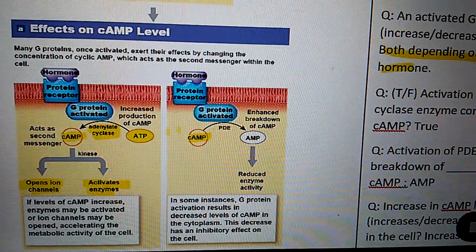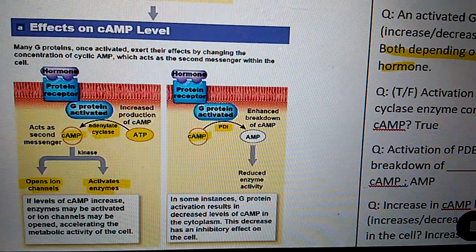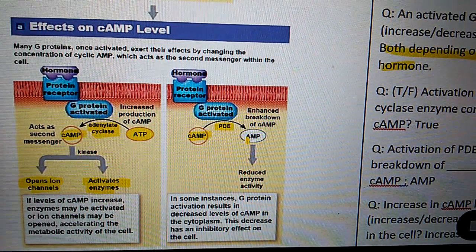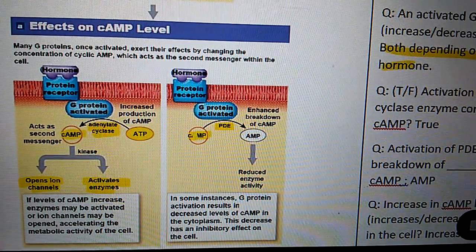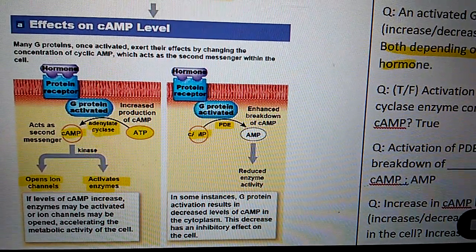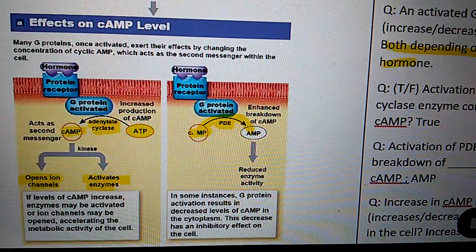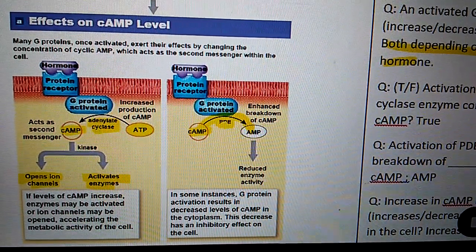What converts cyclic AMP into AMP? PDE. What enzyme converts cyclic AMP to AMP? PDE.